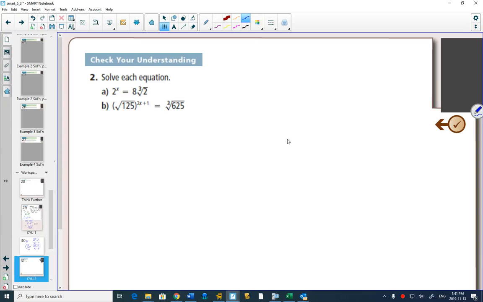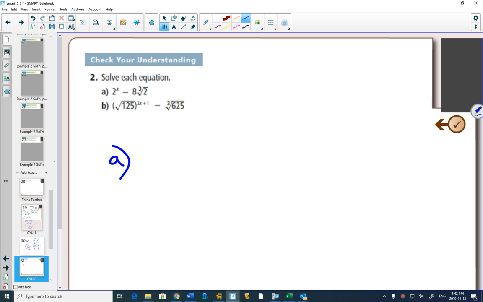So again, the same strategy is in place. Can we write everything with the same base? So the first thing you're going to do in A is look at all your numbers. You've got a 2, an 8, and another 2. Are all three of those numbers in the same column of your powers chart? Yes, they're all in the powers of 2.